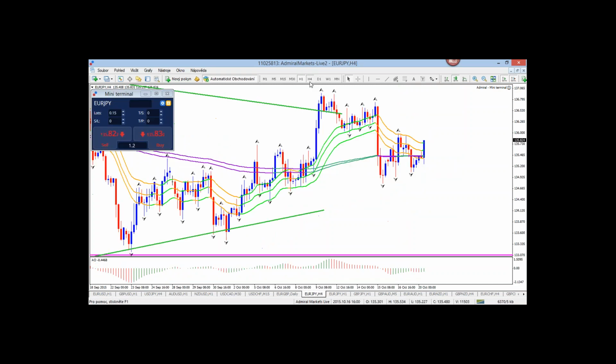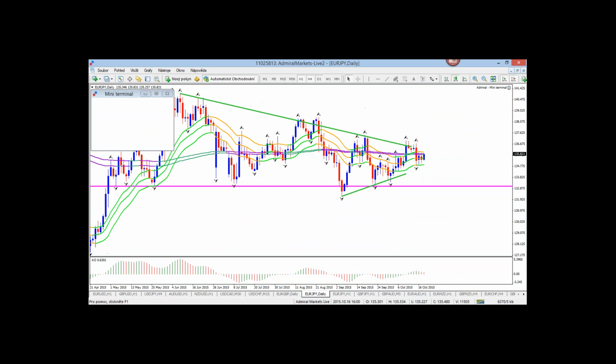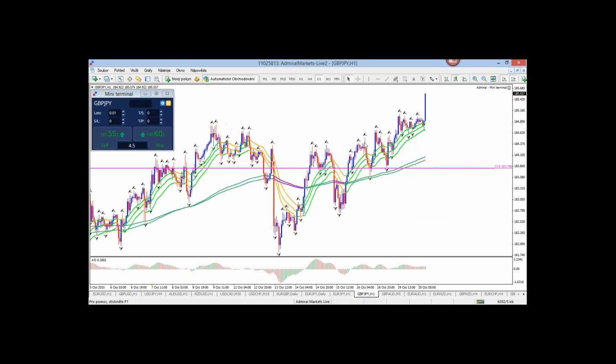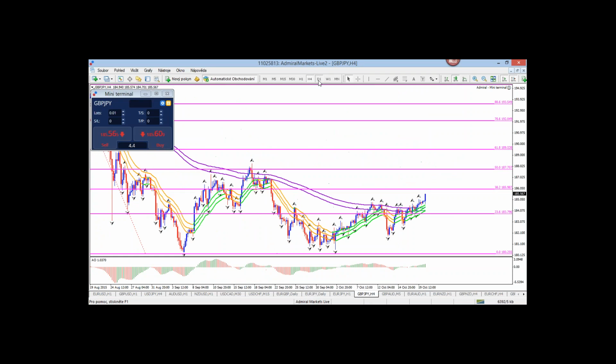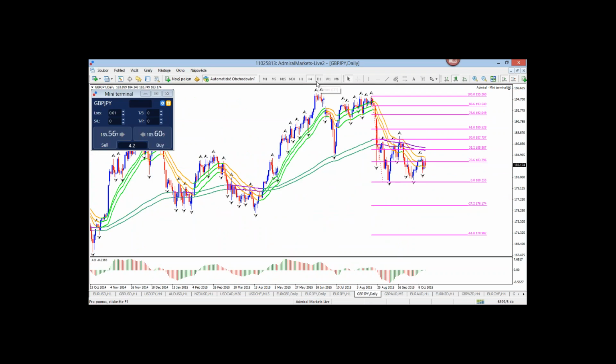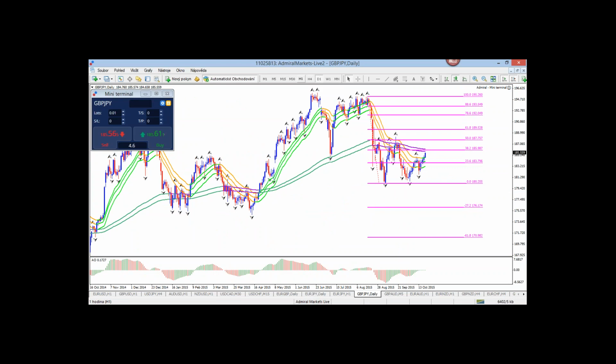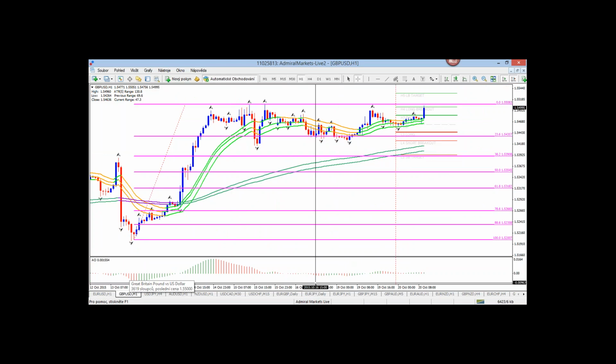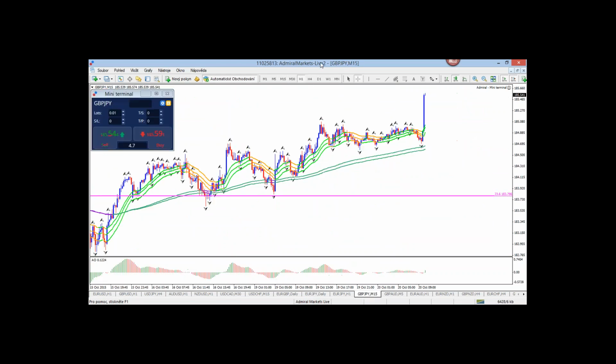Euro yen, now looking at a triangle, actually continuation of that triangle. Let me just move the trend line a bit further like this. Clear triangle. Let's see the pound yen. Nice breakout to the upside. What happened with the pound? It's moving up, and the dollar yen is moving up, so the pound yen is moving twice as fast.